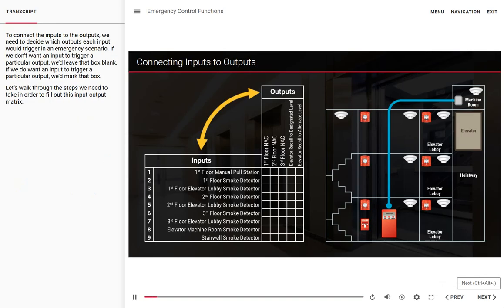To connect the inputs to the outputs, we need to decide which outputs each input would trigger in an emergency scenario. If we don't want an input to trigger a particular output, we'd leave that box blank. If we do want an input to trigger a particular output, we'd mark that box. Let's walk through the steps we need to take in order to fill out this input-output matrix.